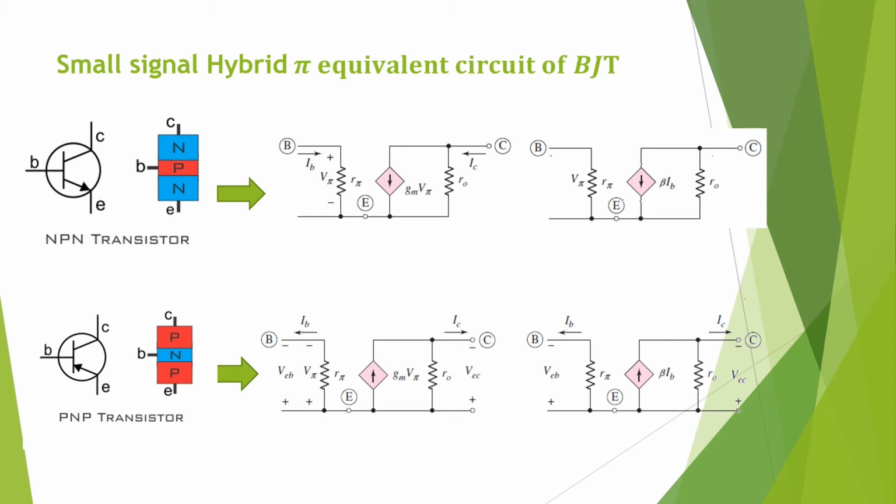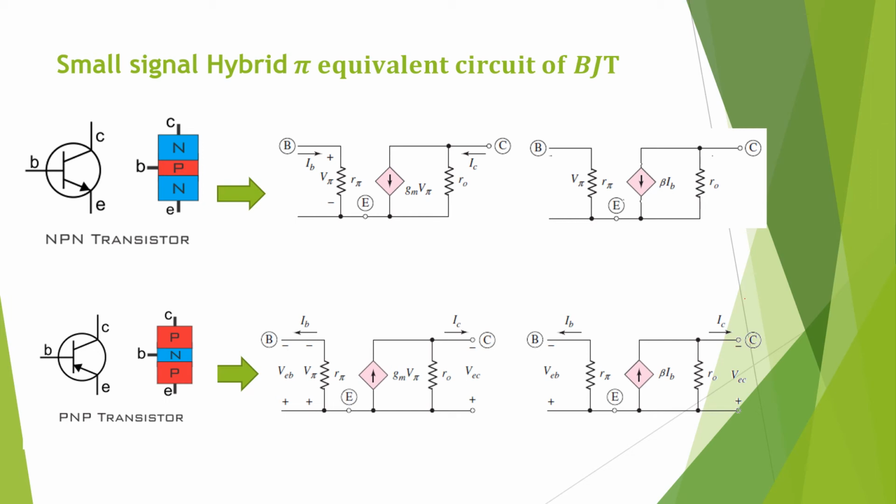Next to this circuit is another circuit, the same thing. Here we have used Gm into V pi as the current source. Here we have used beta into IB. Both are equal: Gm into V pi is equivalent to beta into IB. The next one, below, is the PNP transistor. Here also we have the same base, collector and emitter terminals, but the current direction is inward. Here also the direction indicates the conventional current direction, which is nothing but the holes direction.